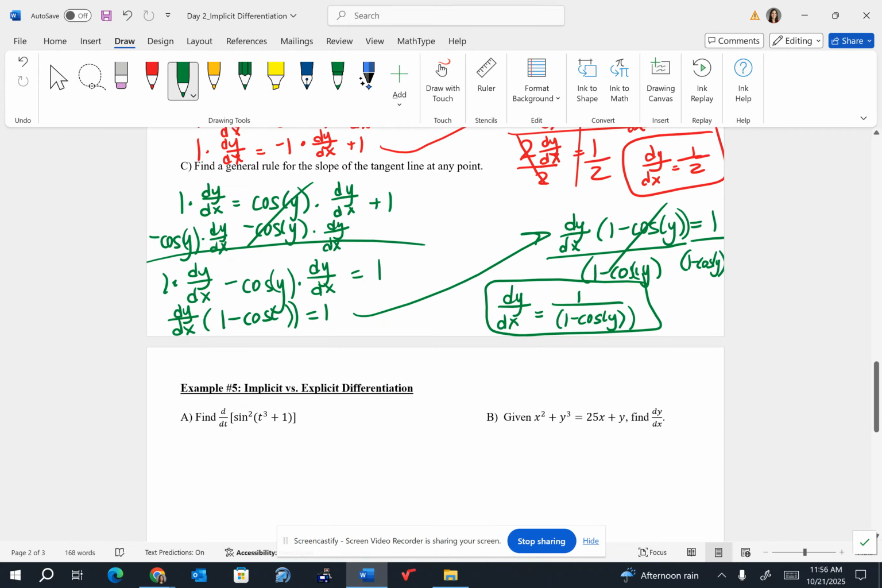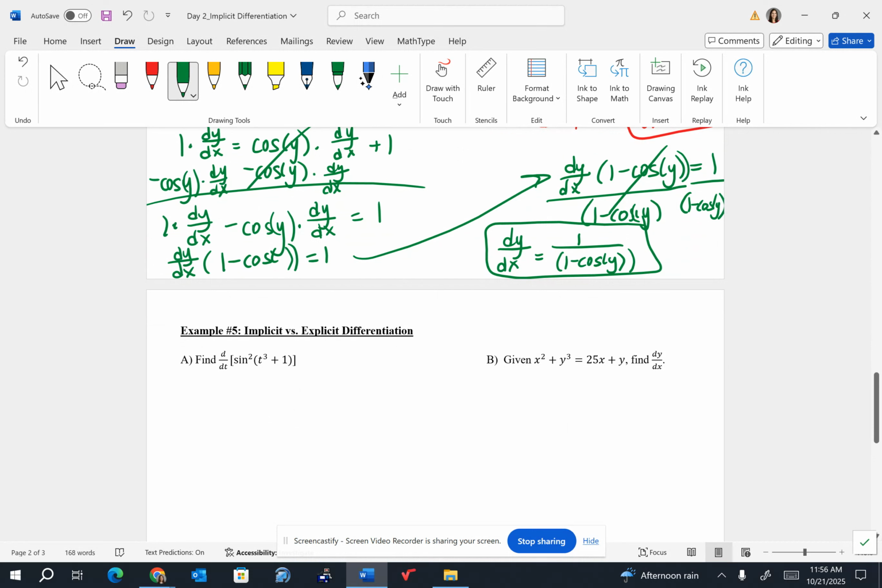All right, let's do one more example together. Implicit versus explicit differentiation. When do we need to do the implicit and when don't we? So example A, the variables match up, so we don't need to do our new implicit differentiation. We just find the derivative and we have to use the chain rule. So I like to rewrite this as (sine of (t cubed plus 1)) squared. I think it's so much easier to see what we're doing.